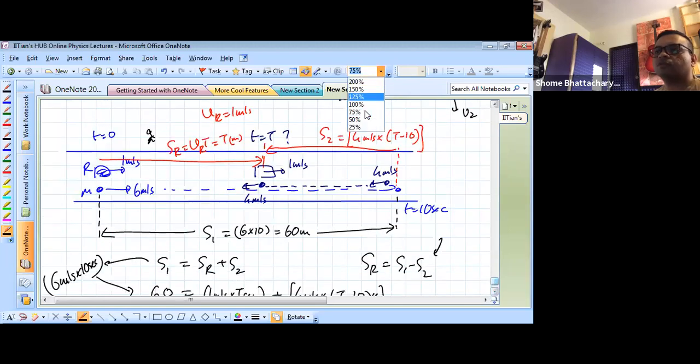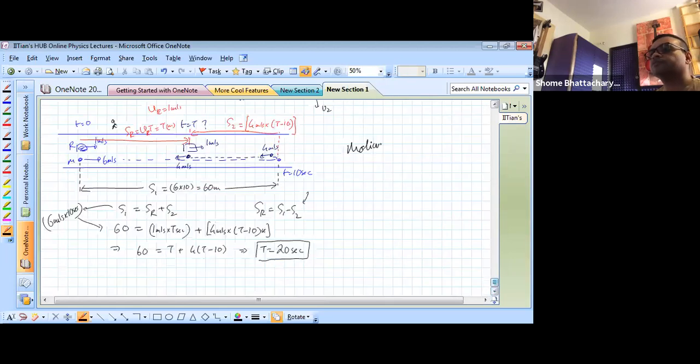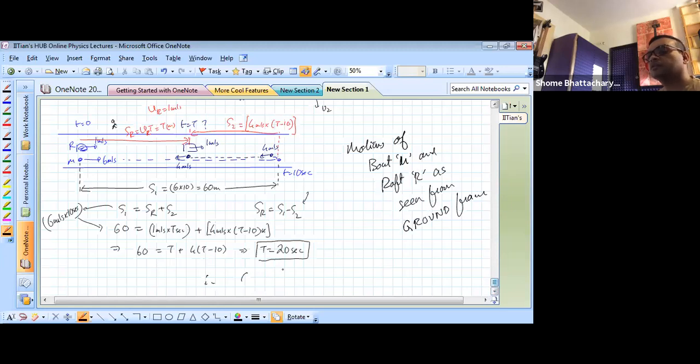Okay. So this is one way of solving the problem, where we are solving it in the ground frame. So what we are doing is we are looking at the motions of the boat M and raft R as seen from the ground frame. And you can also see that that distance d is nothing but the displacement of the raft. So that is nothing but 1 meter per second into 20 seconds. So it's 20 meters. So both the parts are solved.